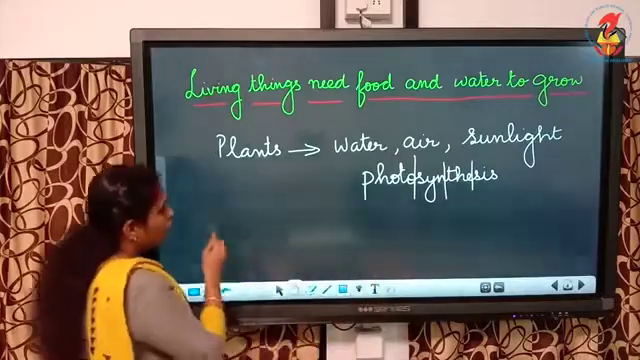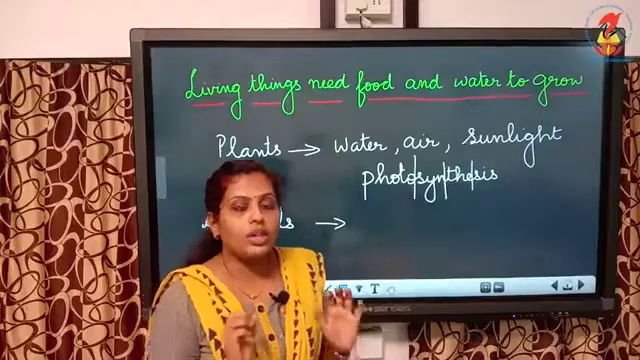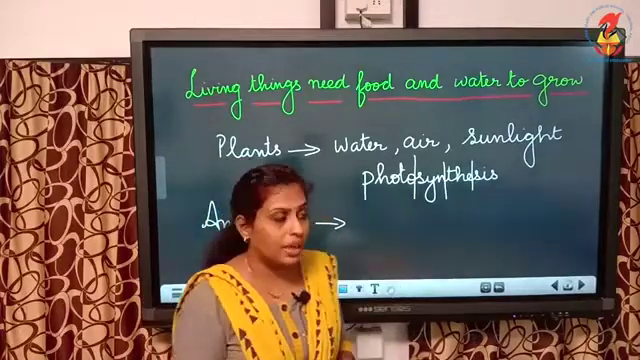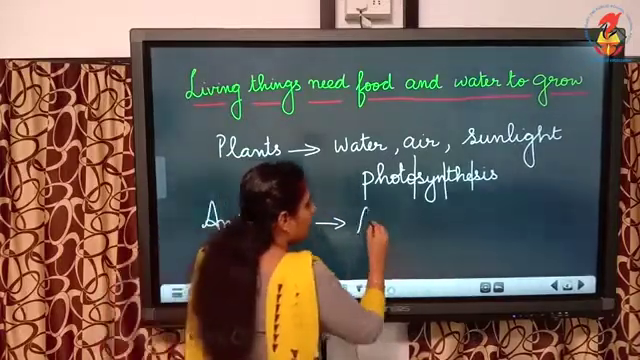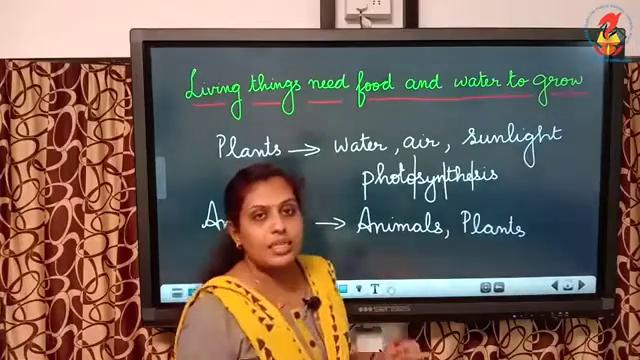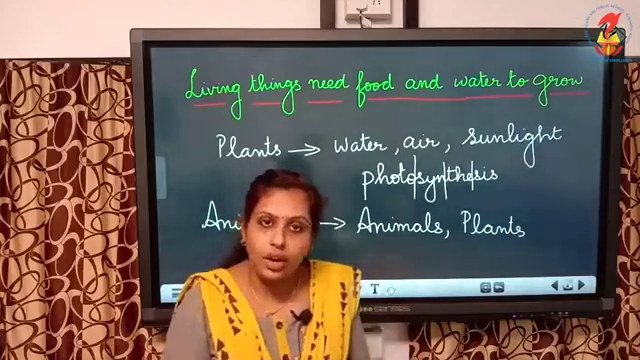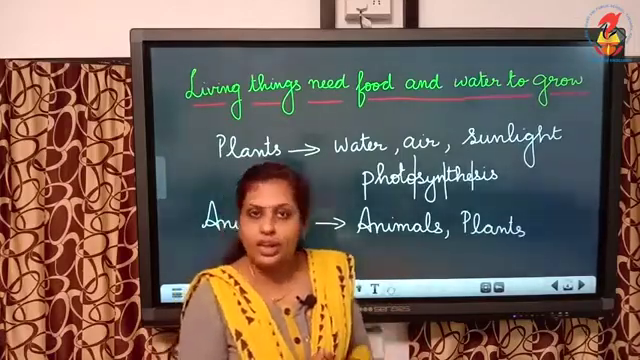Now let's move on to the animals. Animals also have food, but how do the animals get the food? They depend on other animals or plants, and they have their food. They cannot make the food of their own. They have to hunt for their living.